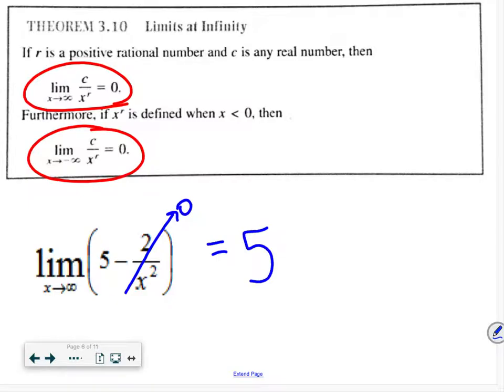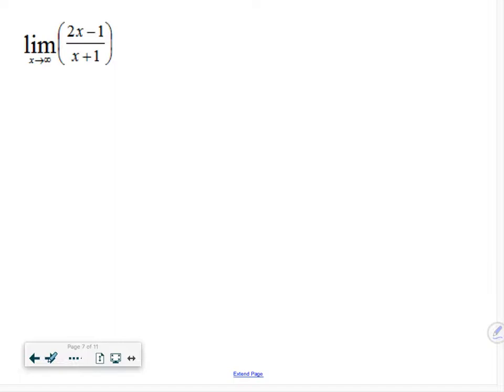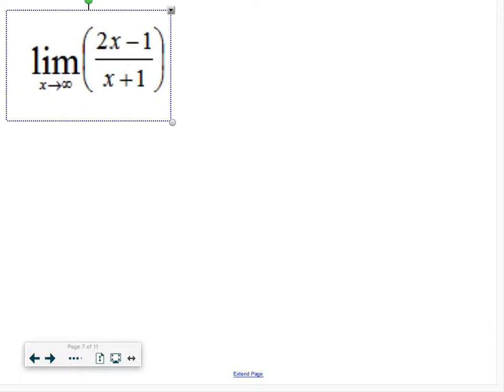Okay, here we have the case where we have a constant over x to a power. We're going towards infinity, so that fraction's going to go to 0. So we have 5 minus 0. Thank you, Eli. Give him a hand for volunteering himself to do that. Okay, well, what happens if it's not just x to a power?